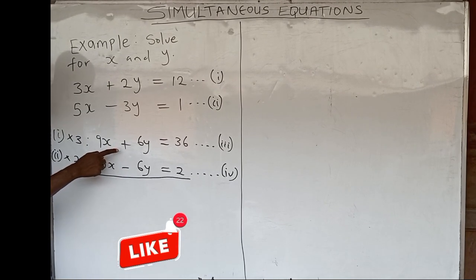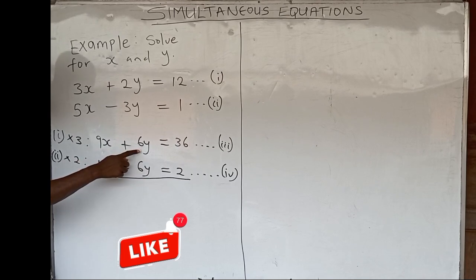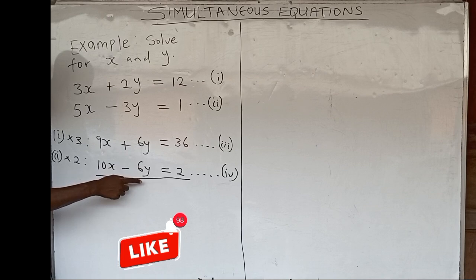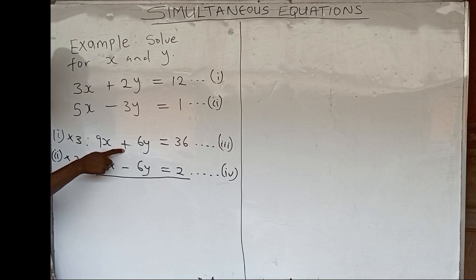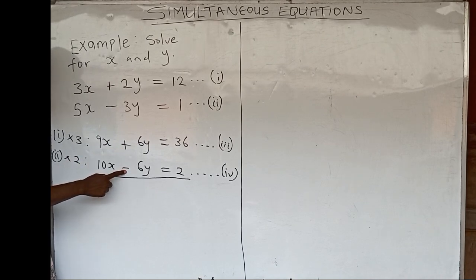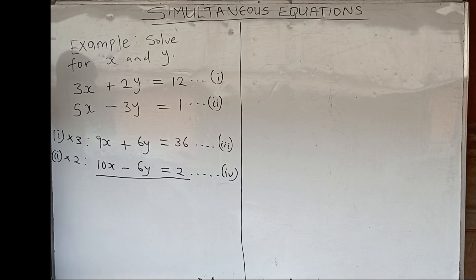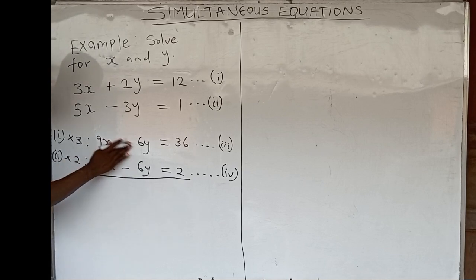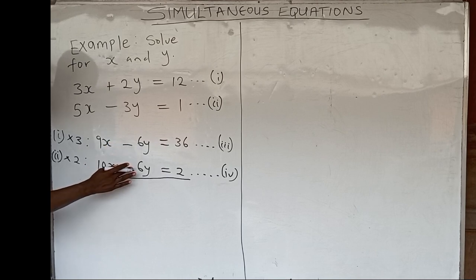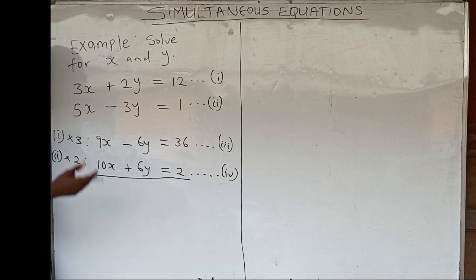Now let's check here. We want to eliminate y. Their values are 6 and 6. Fine. But the sign here is plus and the sign here is minus. We are going to add. Likewise, if the sign here is minus and the sign here is plus, we are still going to add. So once the two signs are different, we are going to add.